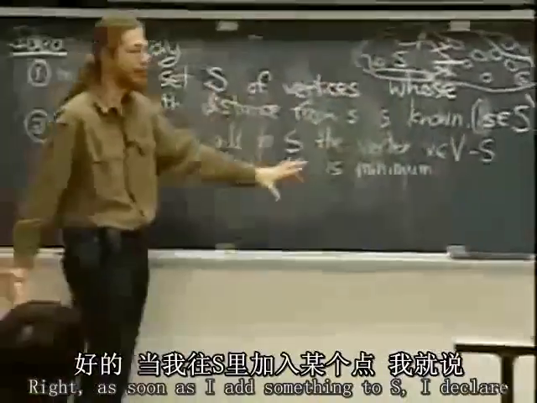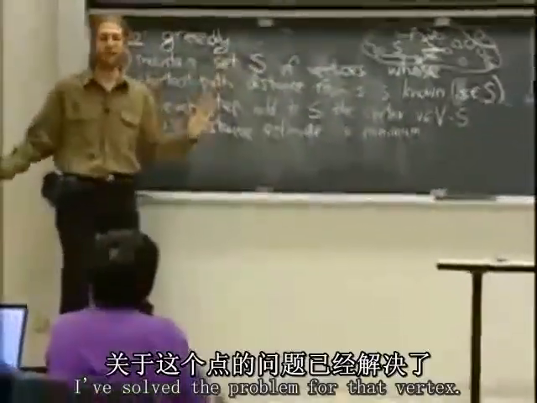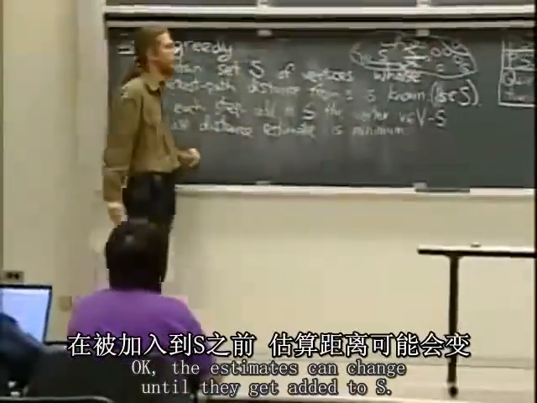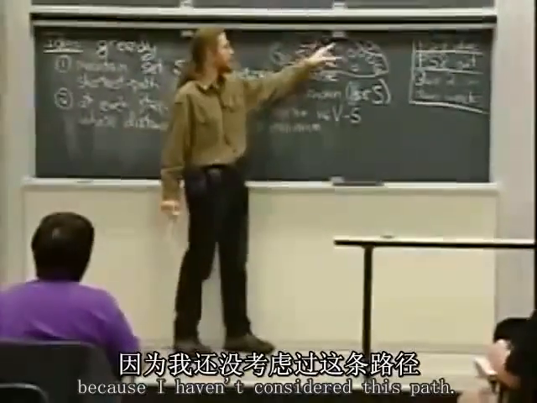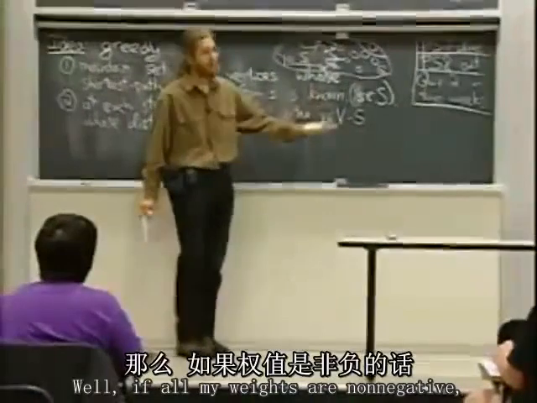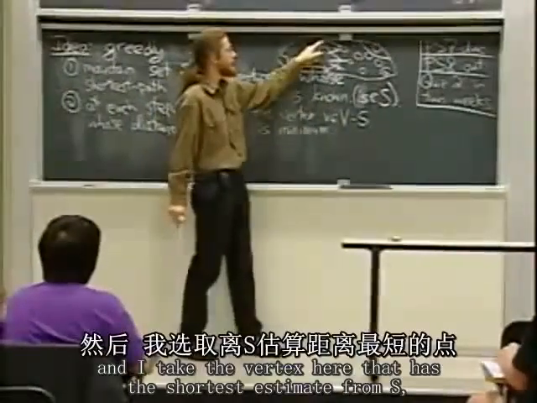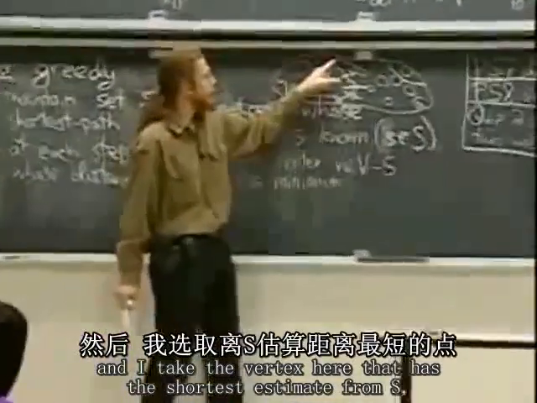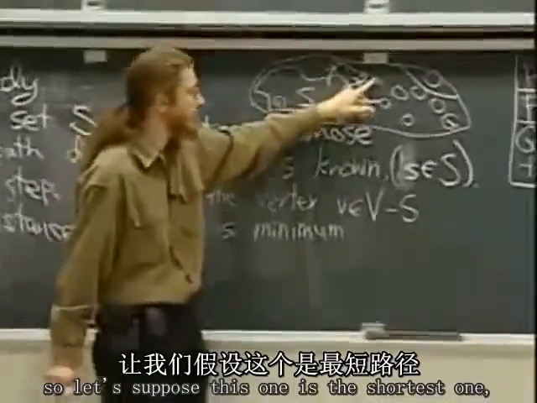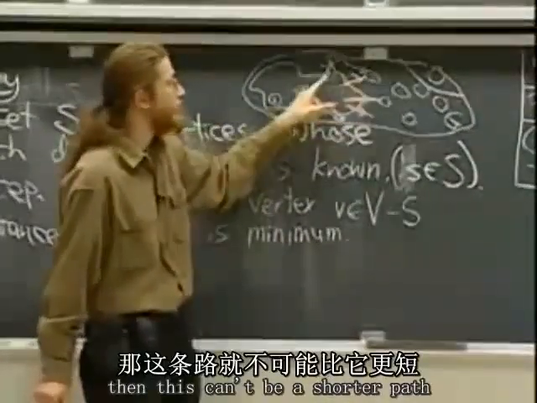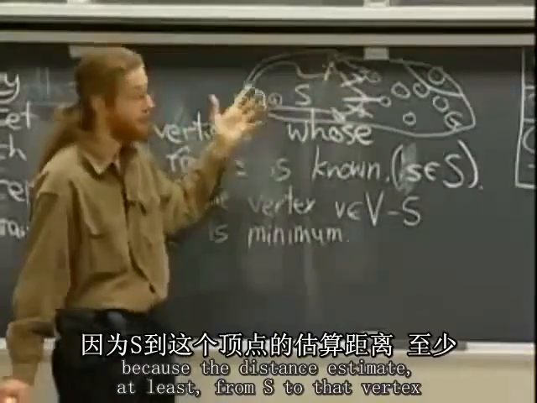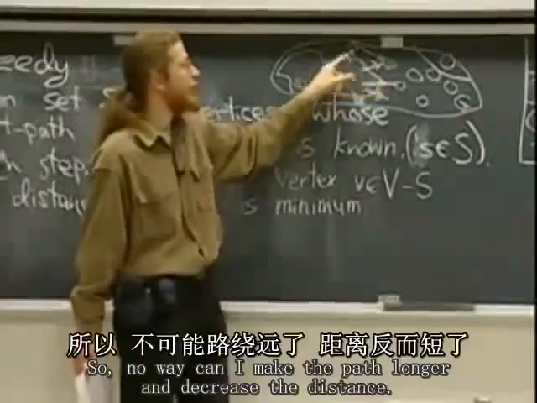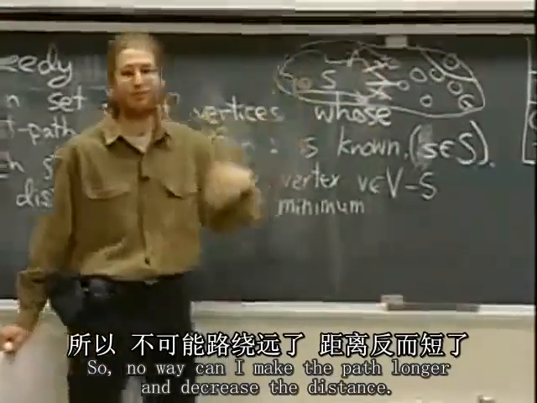As soon as I add something to S, I declare I've solved the problem for that vertex. I can't change my answer later. The estimates can change until they get added to S. So I don't want to add this vertex to S because I haven't considered this path. Well, if all my weights are non-negative, and I take the vertex here that has the shortest estimate from S, then let's suppose this one is the shortest one. Then this can't be a shorter path because the distance estimate, at least from S to that vertex, is larger than from S to that vertex. So no way could I make the path longer and decrease the distance.